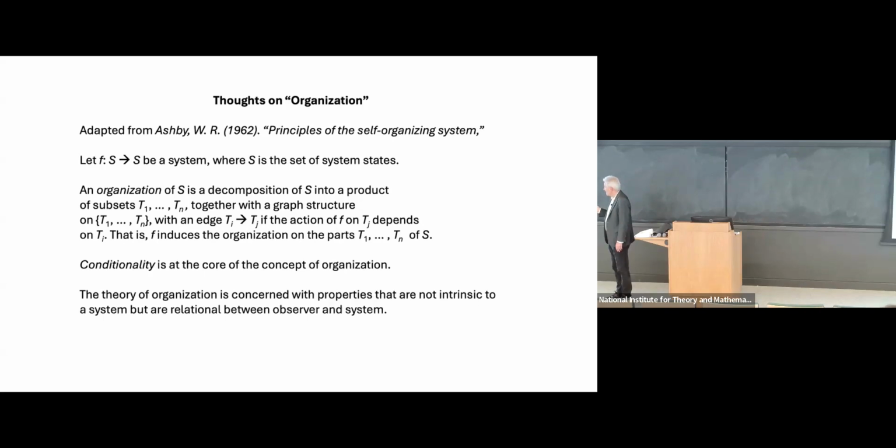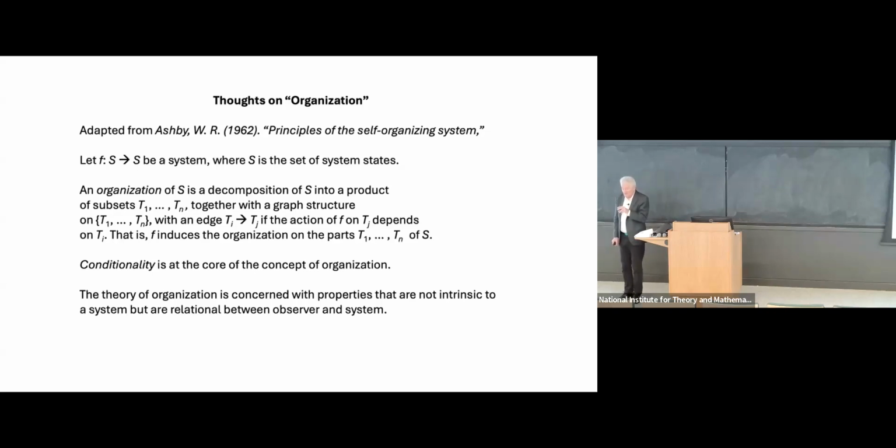And this is, in my mind, the most interesting observation that he makes. And that says the theory of organization is concerned with properties that are not intrinsic to the system, but rather it is a way for the observer to interact with the system. So it is an organizational principle that we impose on the system in order to understand it better, in order to analyze it, but it does not need to be intrinsic to the system itself.